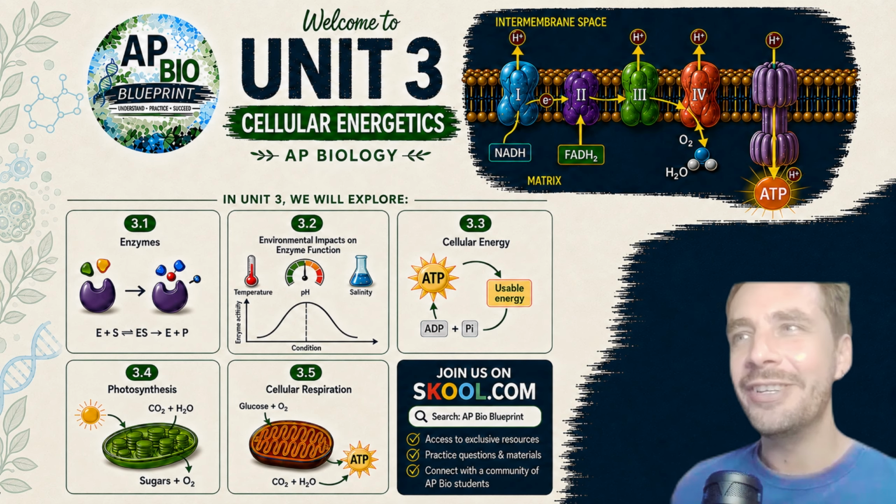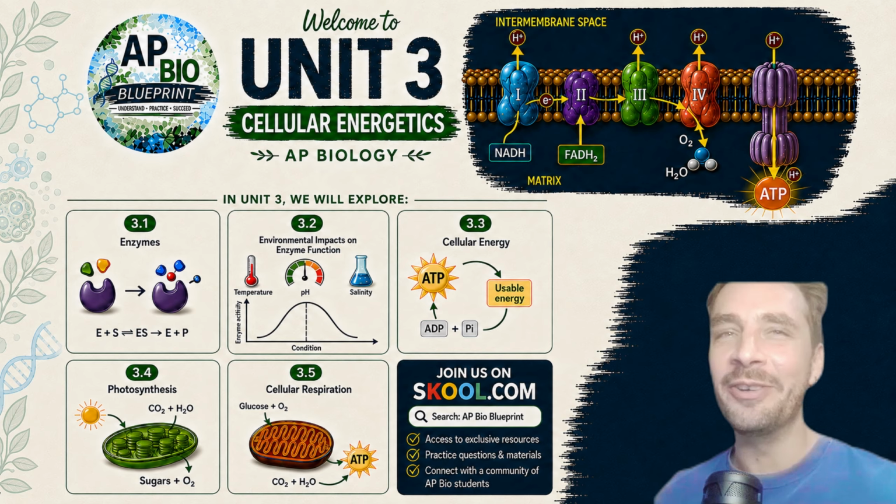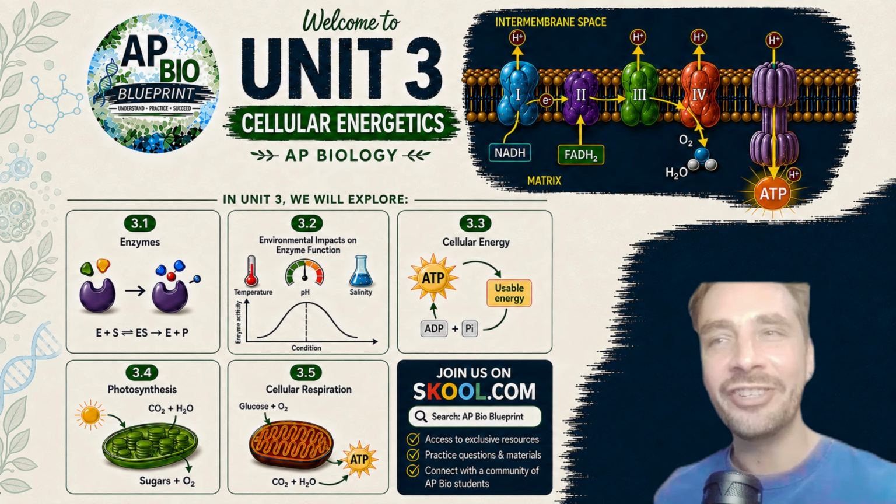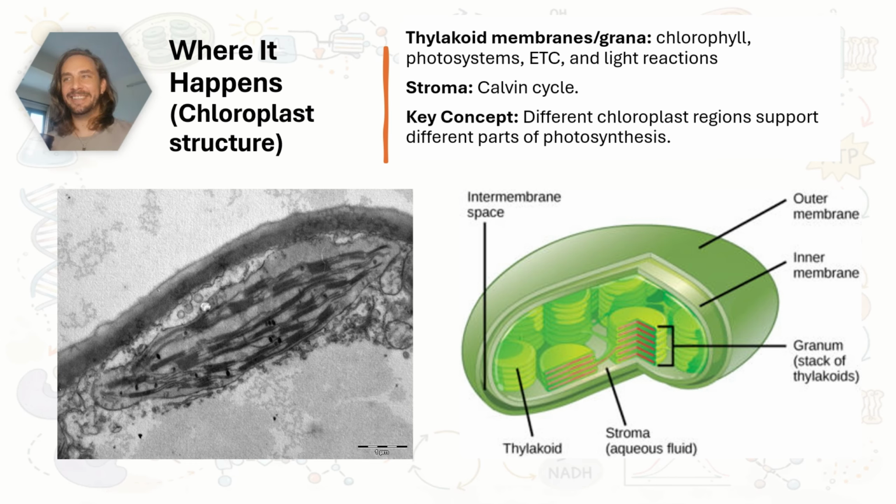Welcome to Unit 3, and in this unit, you'll learn everything you need to know for cellular energetics. Now, where it happens, the chloroplast. The chloroplast is an amazing little organelle that we find within plants.